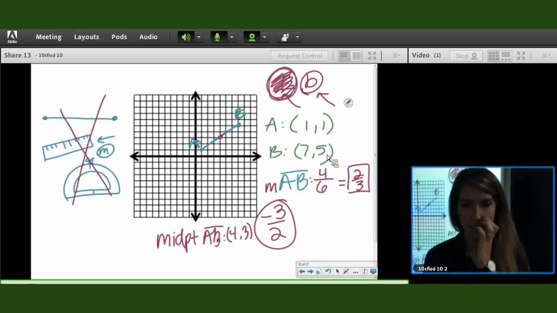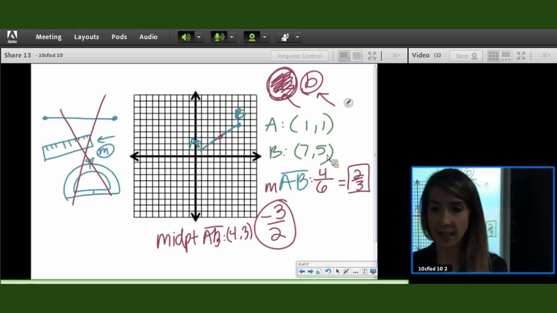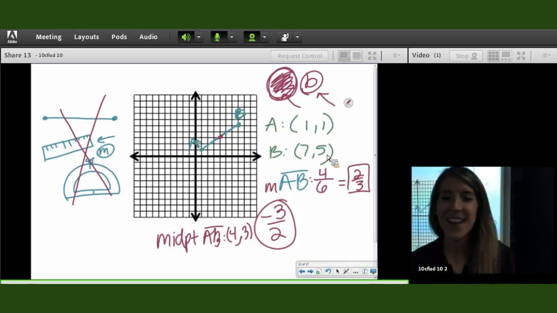Y'all getting 4, 3? No, I want the point. I don't want you to say half. I don't want you to find the distance and divide it by 2. I want a coordinate, guys. A coordinate. That's not a point.